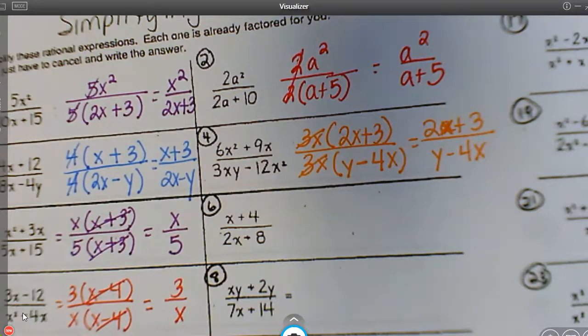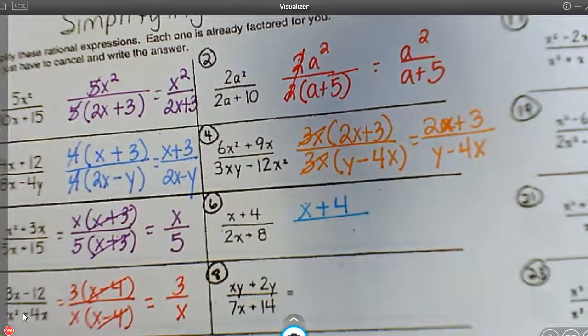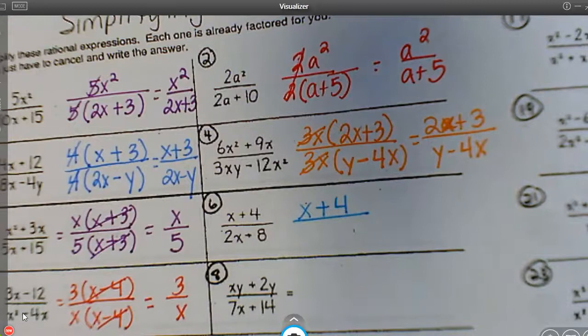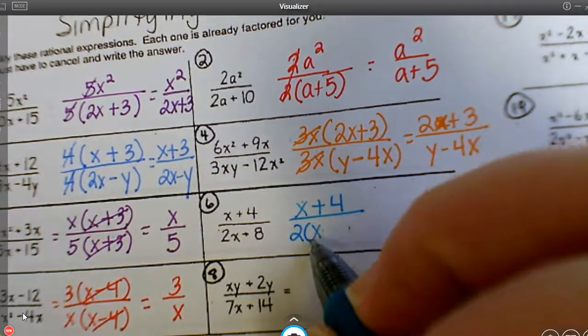Number 6. So we have an x plus 4 on the top that we can just leave. And then on the bottom, there's a 2 that I can take out as the greatest common factor. When I divide them both by 2, you get x plus 4.